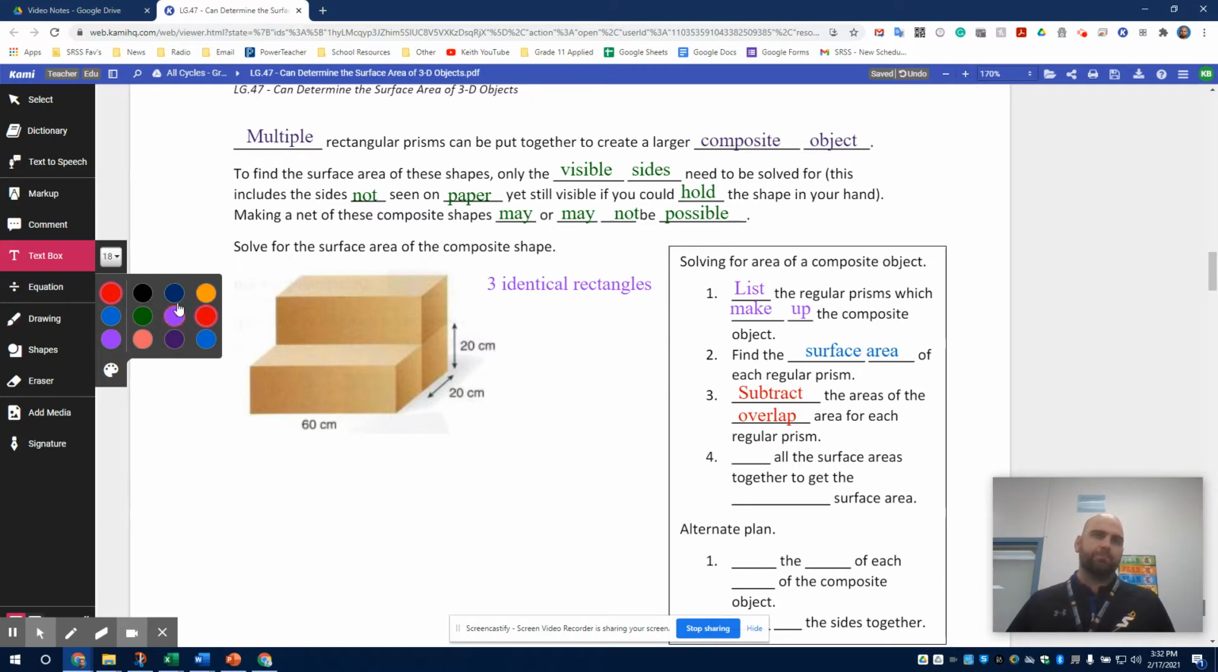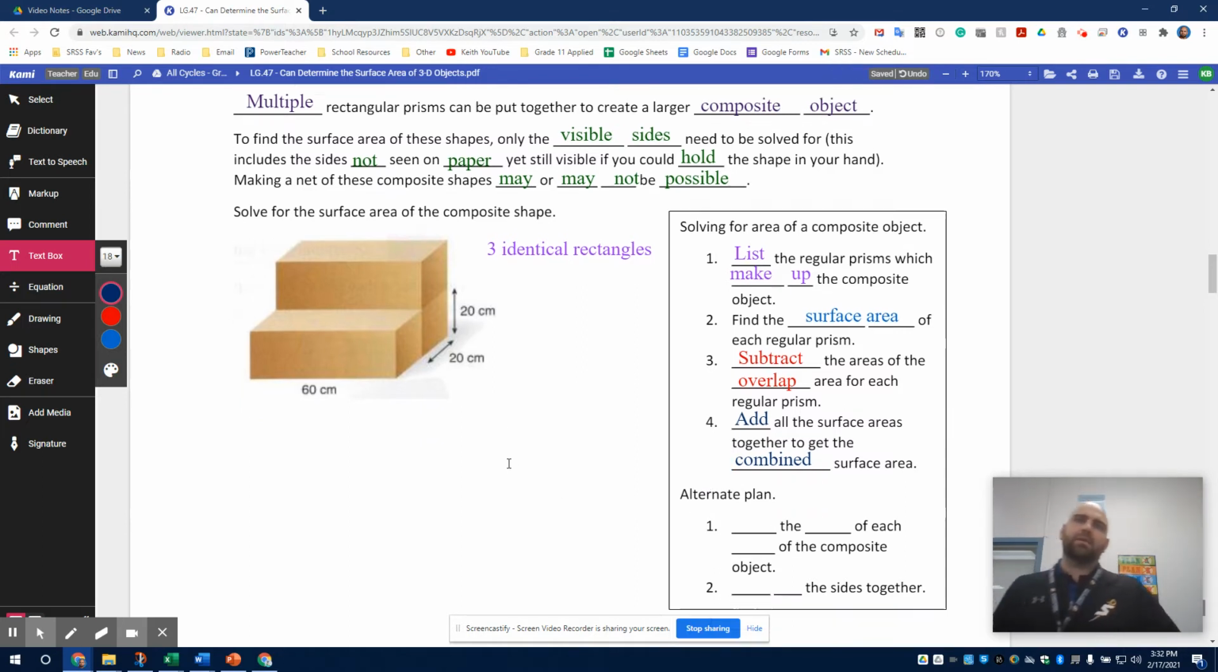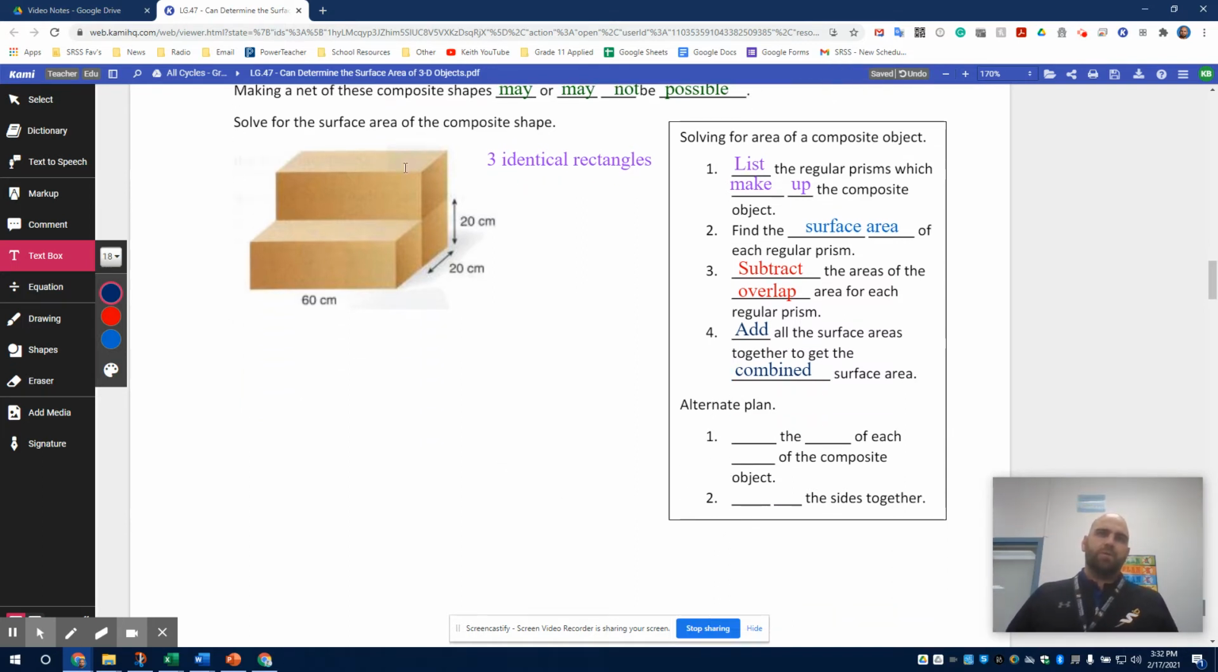We're going to go through how to do that in just a little bit. And the final thing then is we add all the surface areas together to get the combined surface area. So we add them all together to get the combined surface area. So let's look at how we do that.